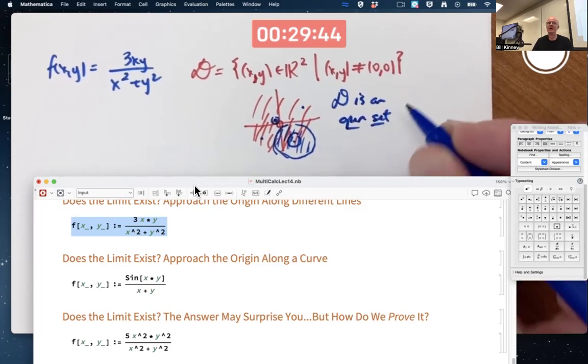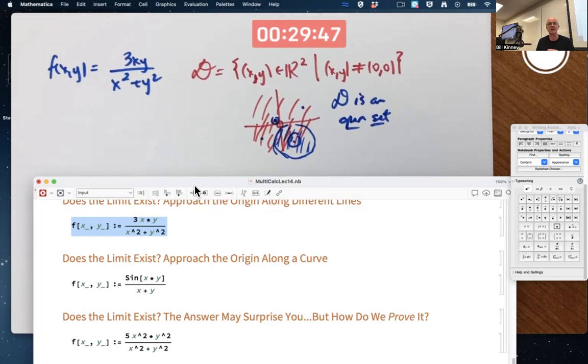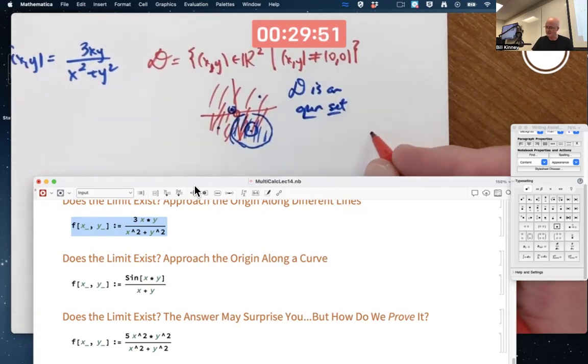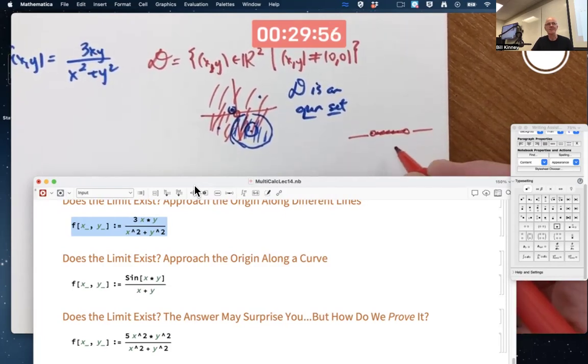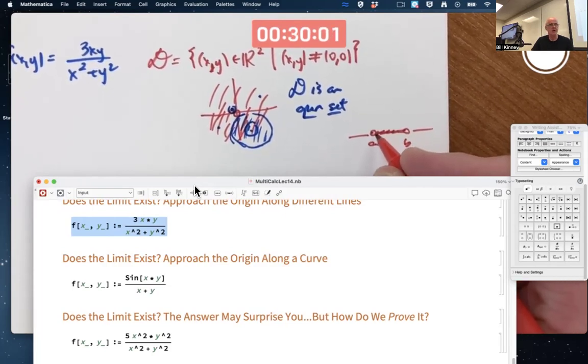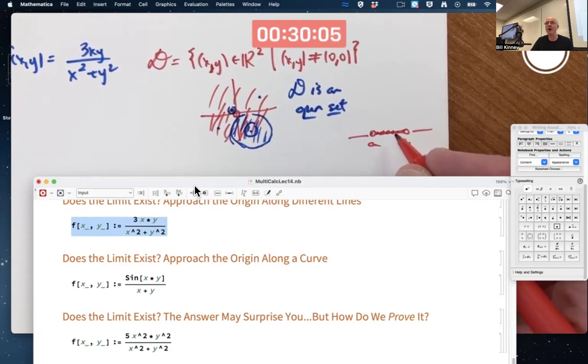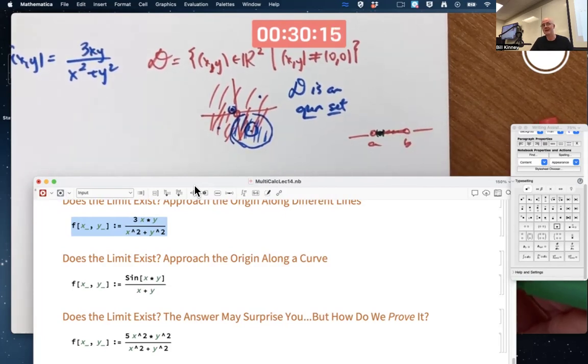It's a two-dimensional analog of an open interval or a union of open intervals. If you think about an open interval on the number line, no matter where you are inside this open interval from A to B, even if you're really close to A or really close to B, there's going to be some small interval centered at the point that's entirely inside the interval.